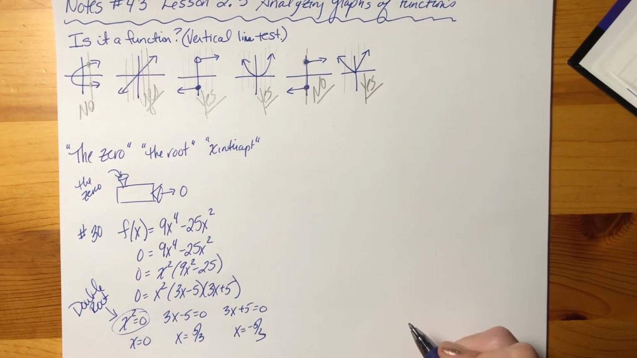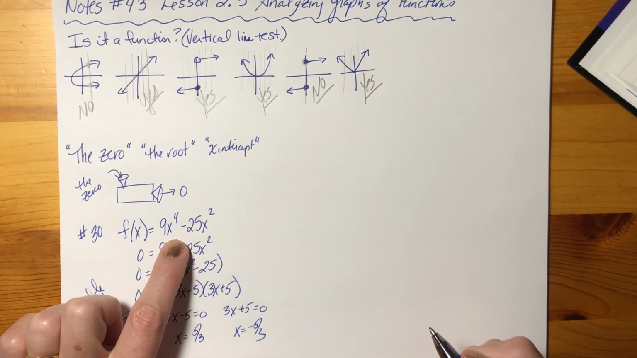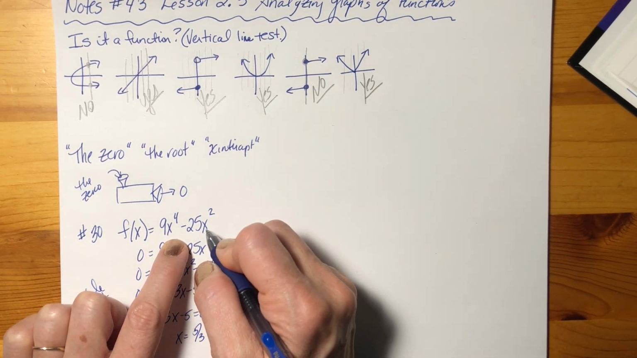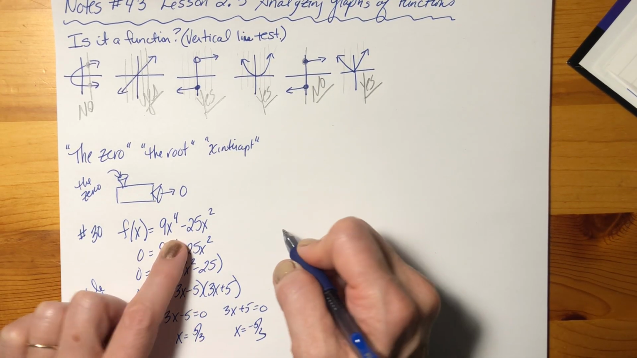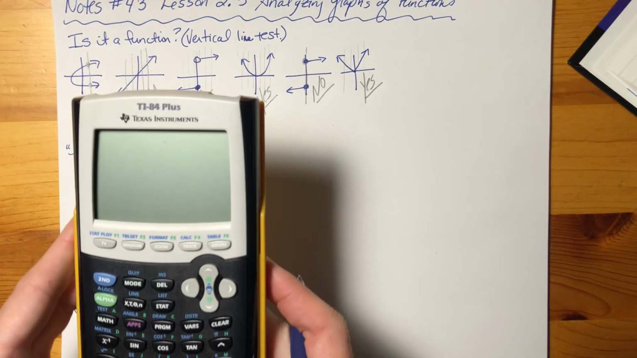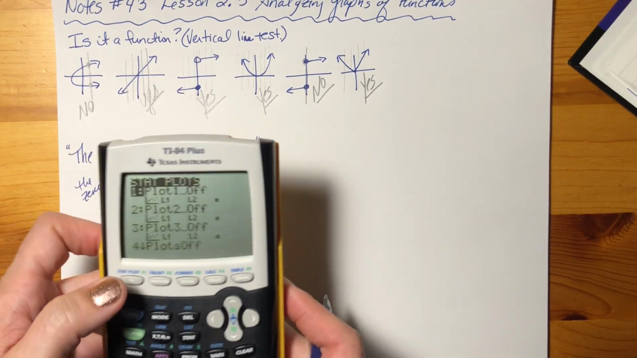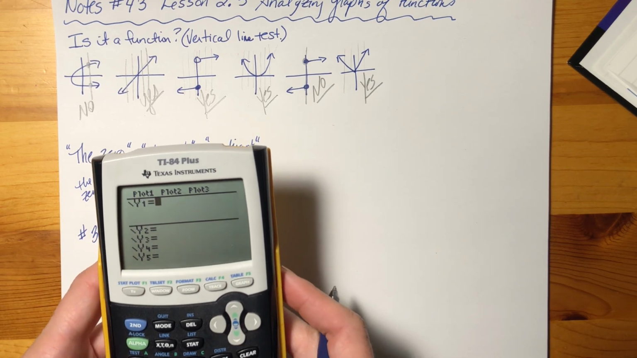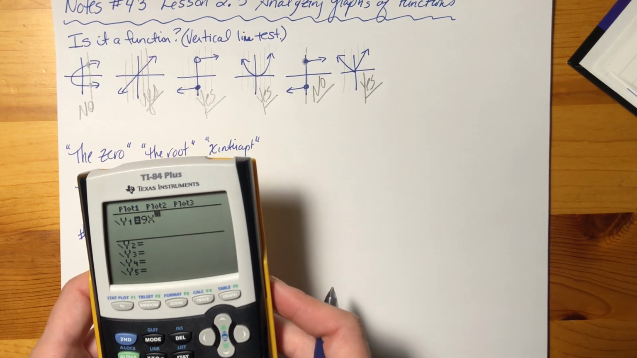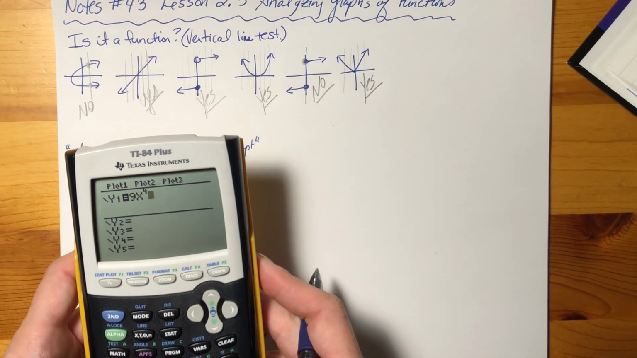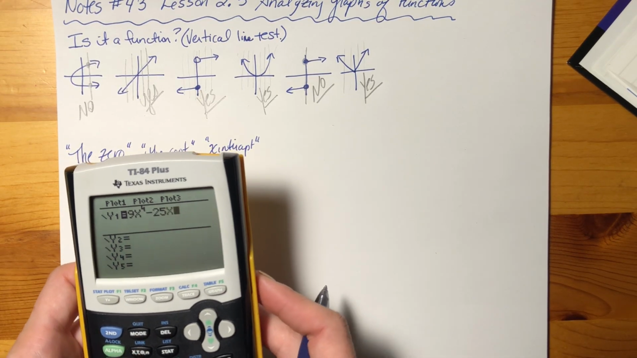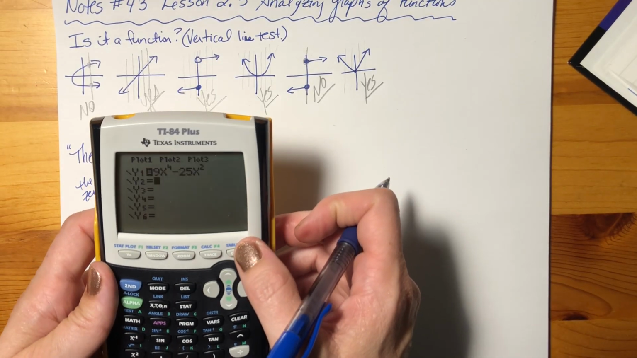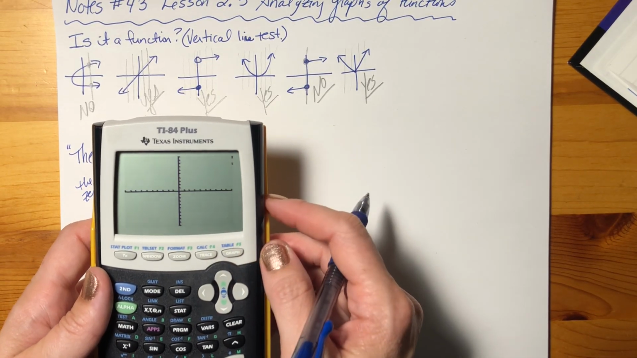Double root, all right? Take your calculator out, and you guys are going to graph this function on your calculator, okay? Go ahead, take out your calculator. Okay, clear it from the last one I did. 9x to the fourth minus 25x squared. Okay, so ready to graph it. So I'm going to hit the button that says graph. Okay.